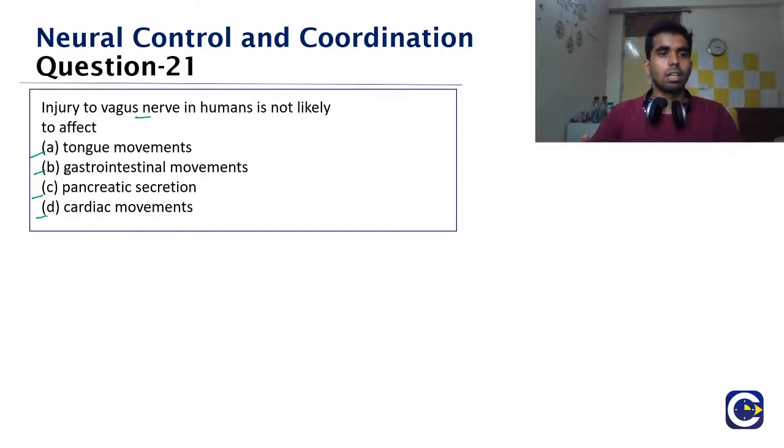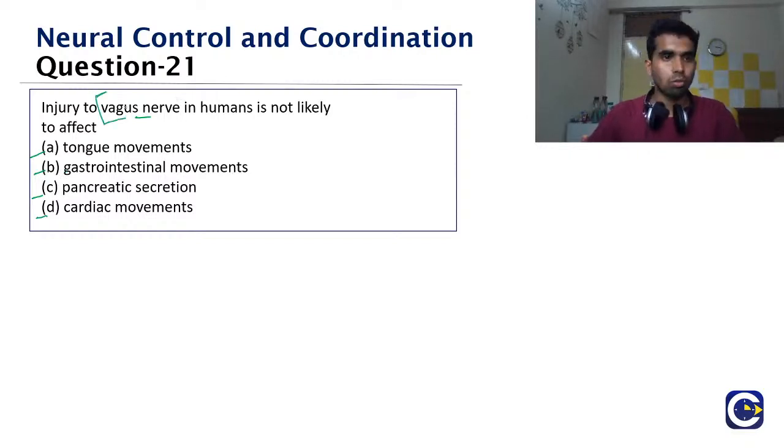So let us see. The vagus nerve is the longest nerve in the body. The vagus nerve travels to almost each and every organ that is present in the abdomen, and that is why it is named vagus, because the path that it takes is not defined. It is the vague path, and that is why the name is vagus nerve.